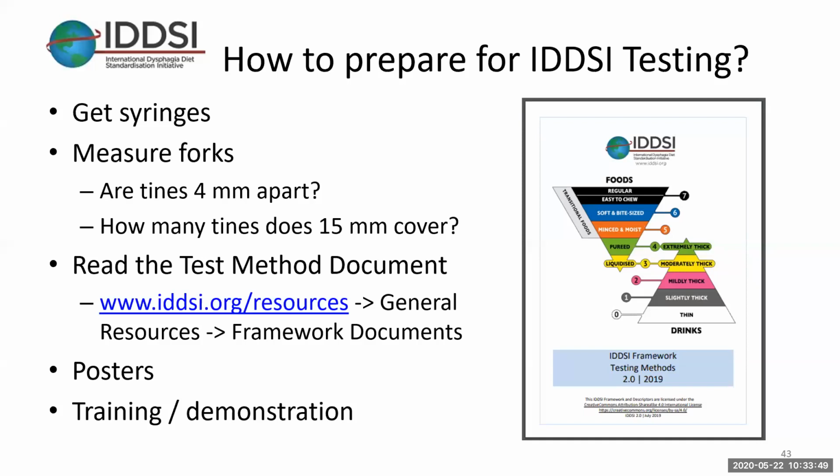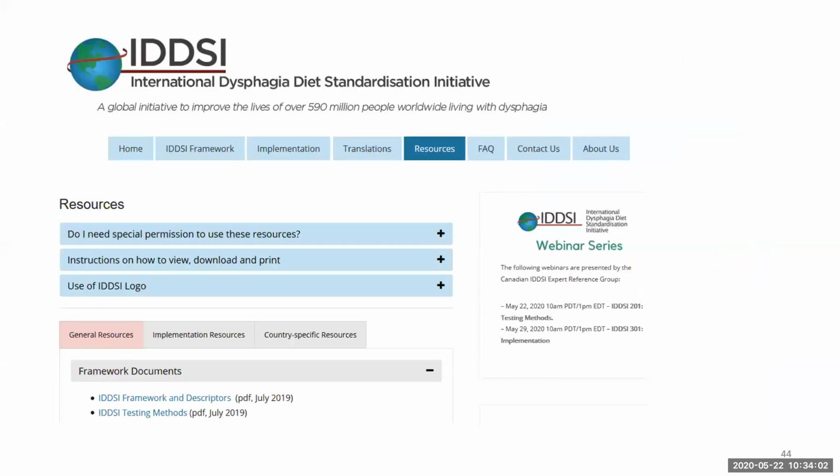And you need to download and read the testing methods document, as shown here on the right of the slide. It's fairly easy to locate on the IDDSI website, and I'm going to show you how to find it because it is such an important part of this preparation. You can either type in www.iddsi.org/resources, or you can go to the home page and select the resources tab on the blue navigation ribbon on the top. It is the 5th tab from the left, shown here.